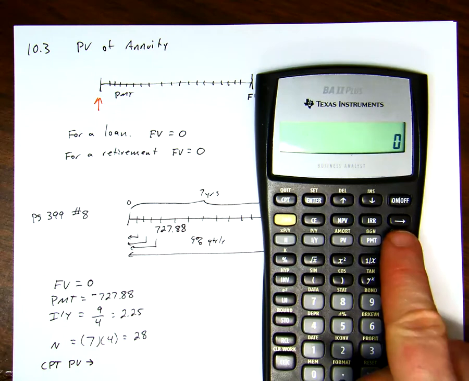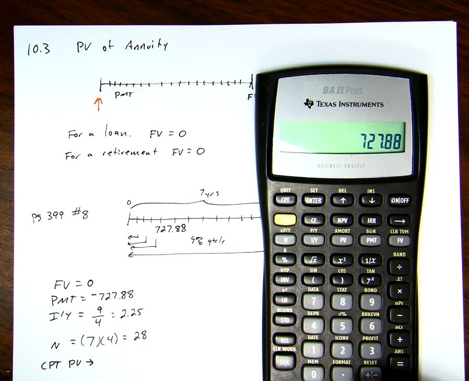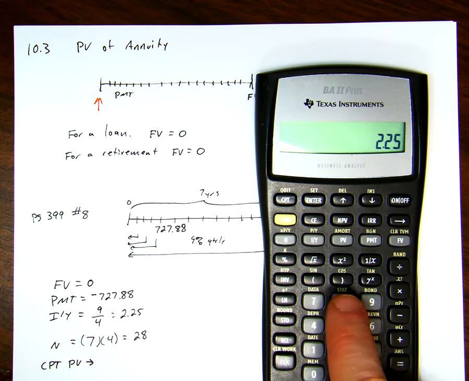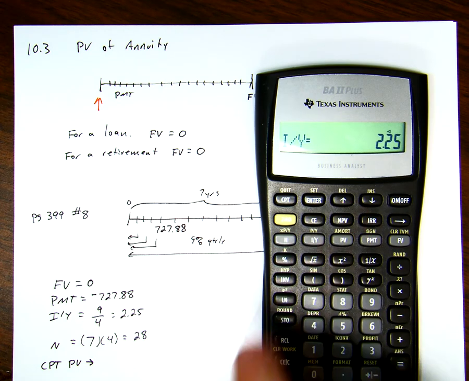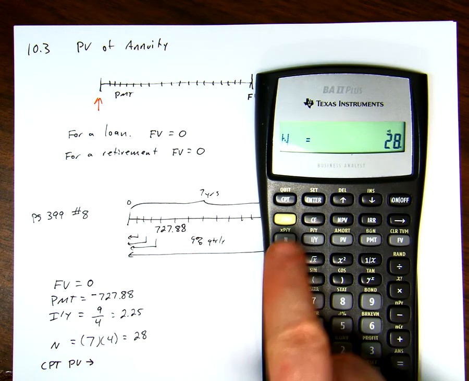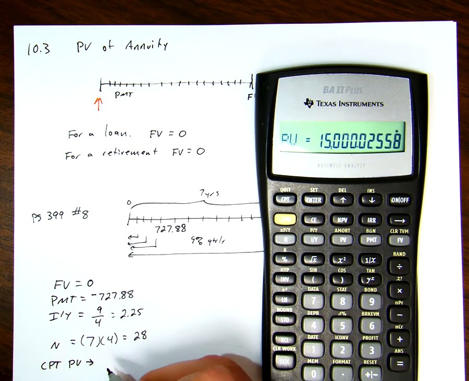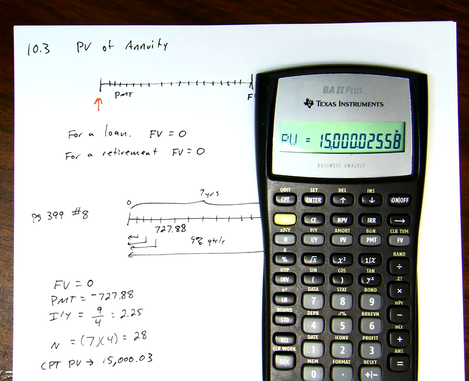So 0 as a future value, negative $727.88 as a payment, 2.25 I per Y as interest, 28 N as the number of payments, and we're going to compute the present value to be 15,000 or 0.03. It's probably $15,000 with a small amount of rounding every period.